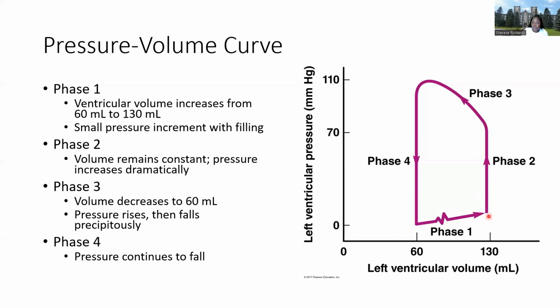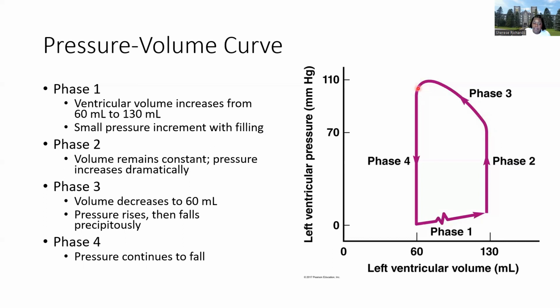So in phase 2, volume is staying at 130 milliliters. Pressure is steeply rising. And then at the end of phase 2 and the beginning of phase 3, we've got the volume dropping. So the curve is going to shift in the opposite direction because when the semilunar valves open, the ventricles can eject blood and the volume will drop. Notice that the pressure is going to rise slightly and then drop off towards the end of that phase 3, the end of ventricular ejection.